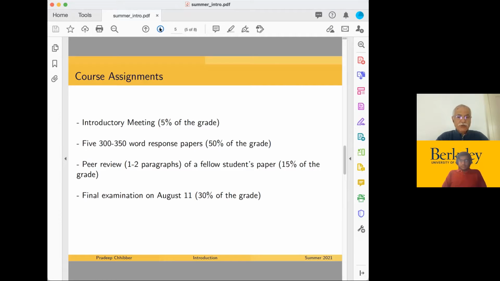Once you've submitted your response papers, each one of you will be responsible for a peer review, 1 to 2 paragraphs of a fellow student's paper. This is 15% of your grade, and there's a final examination on August 11th, which is 30% of your grade. You have to take the final examination. It is a must, because if you don't take the final examination, you don't pass the course.